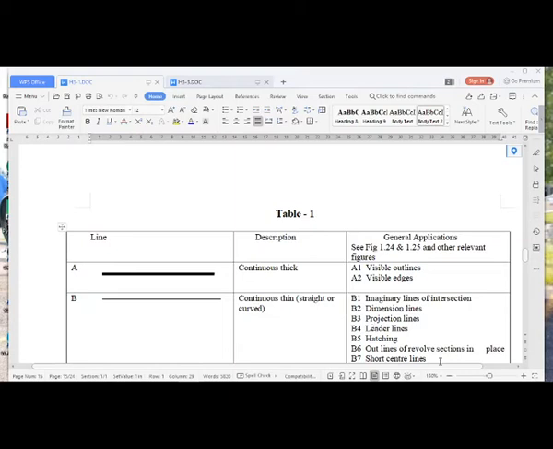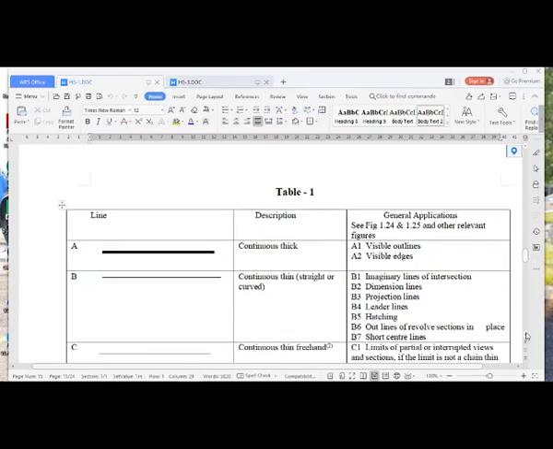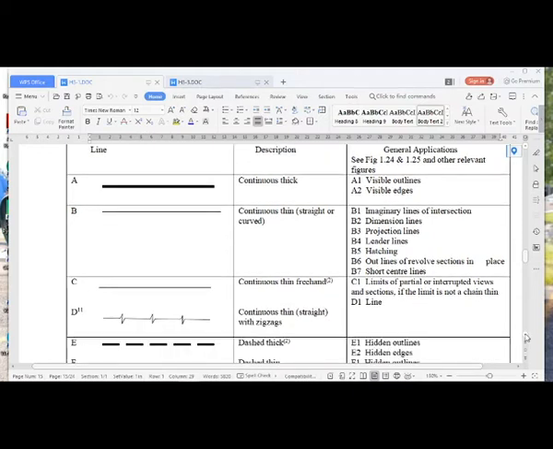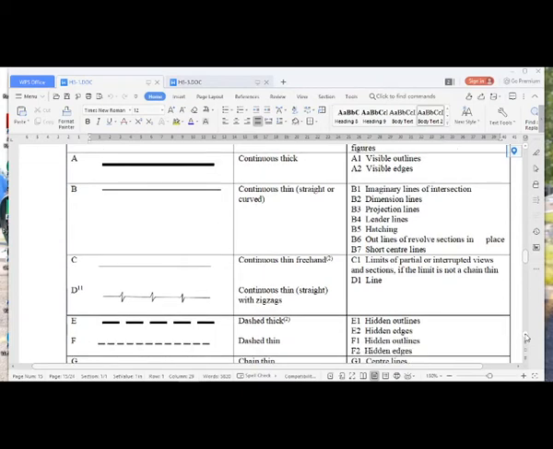The imaginary lines of intersection, dimension lines, projection lines, leader lines, hatching, outline of revolving sections in place, short center lines. Similarly, continuous thin freehand: the limits for partial or interrupted views and sections, if the limit is not a chain thin.